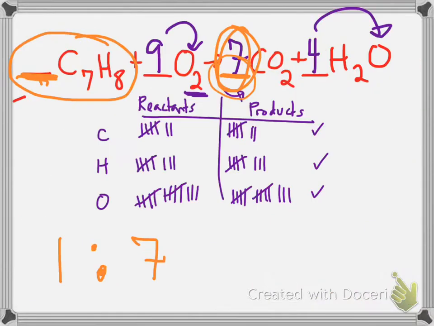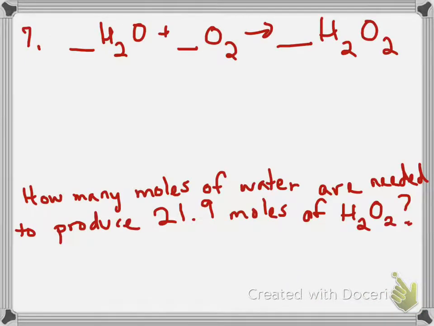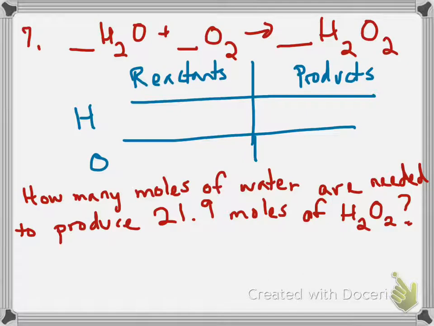Lastly, we're going to do number 7. The first thing I need to do is balance this equation. So I'm going to make my balancing chart again. On my reactant side, I have 2 hydrogens. And on my product side, I also have 2 hydrogens. And on my reactant side, I have 1 plus 2, so that gives me 3 oxygens. And on my product side, I have 2 oxygens. So the only thing that's not balanced is my oxygens.